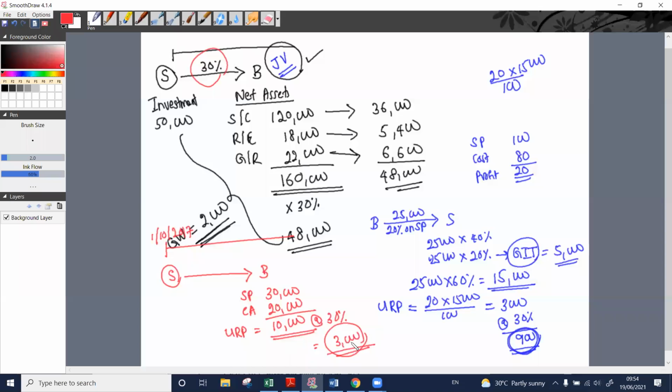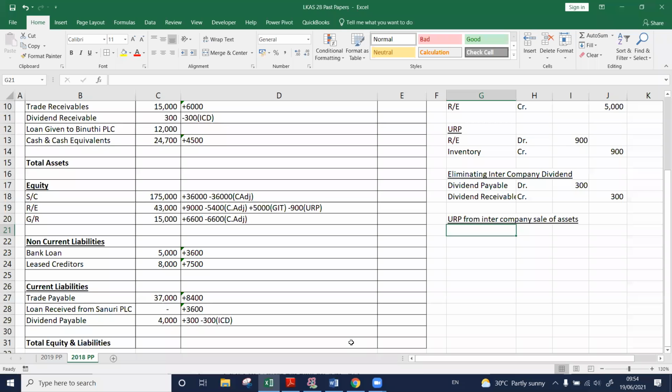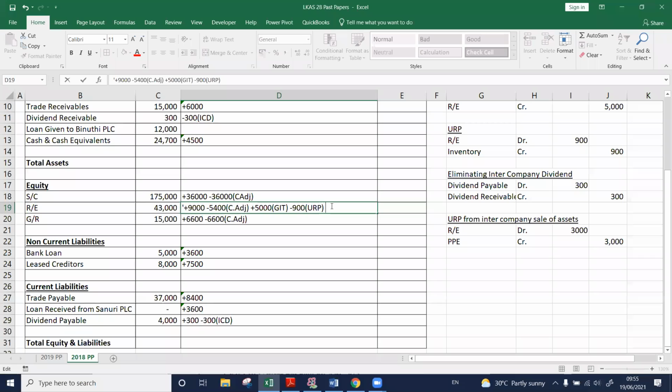This is an unrealized profit. It is not a profit that has actually been realized. Should it come as profit? No, it should reduce the profit. Retained earnings need to be debited by 3,000. Where to credit? This unrealized profit amount we have debited to the retained earnings account, and it should be credited to the PPE account, right? So this is the entry we need to pass. Retained earnings account debit 3,000, which means it should reduce by 3,000.